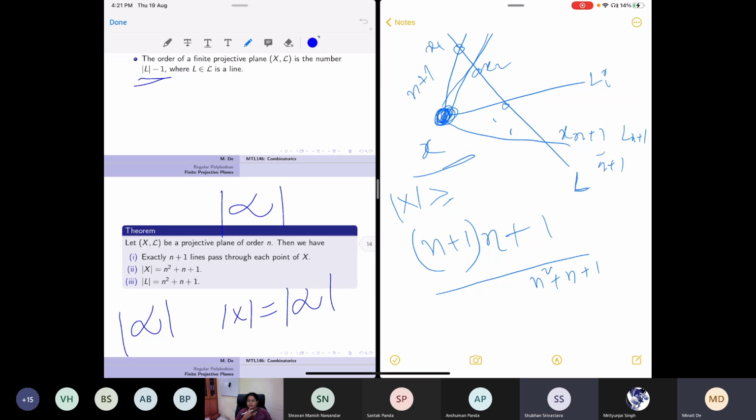If we consider any other point y, then there exists exactly one line containing x and y. And since exactly n plus 1 lines pass through x, the line passing through x and y must be one of these. So that's the proof basically. In other words, as Shubhan said, let's say I have a point here, a new point which is not counted here. Let's name that y. Of course we can draw one line xy.